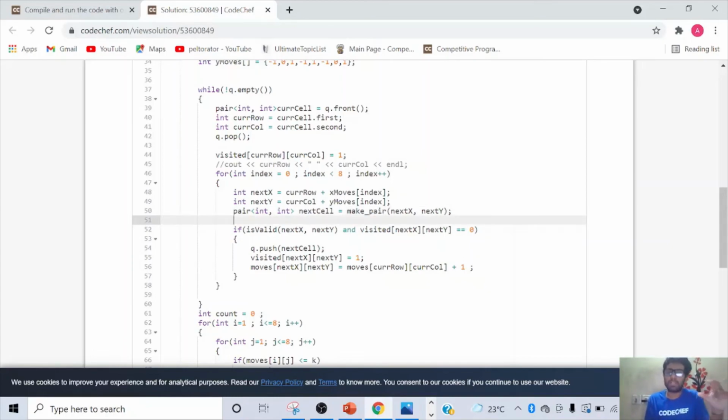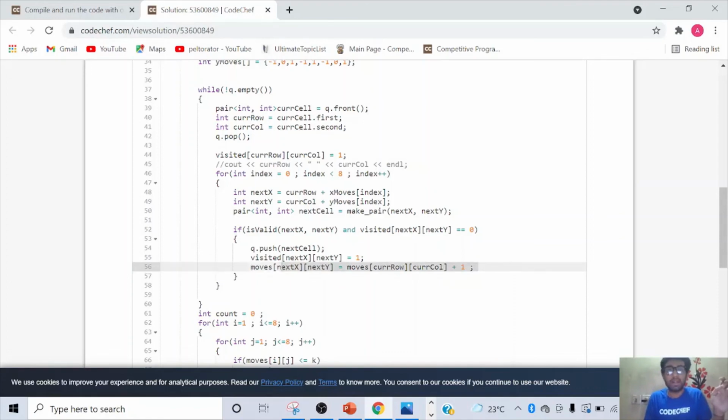Now, this is the main part. After computing the neighbors of the current cell which was popped from the queue, we check if that configuration is valid. If that configuration is valid and we have not visited that configuration of next x, next y before, we push that configuration into our queue and set the visited state to be 1, since we have seen this move. And then we update the moves. Moves of next x, next y equals moves of current row, current column plus 1.